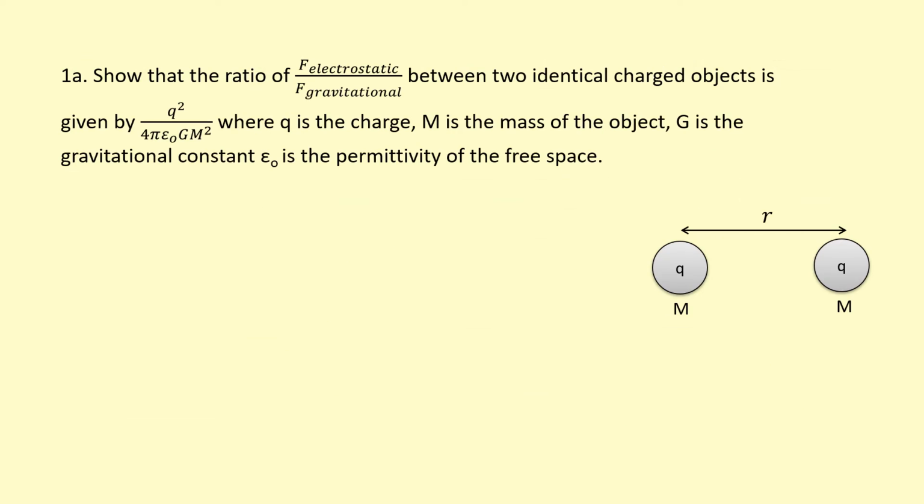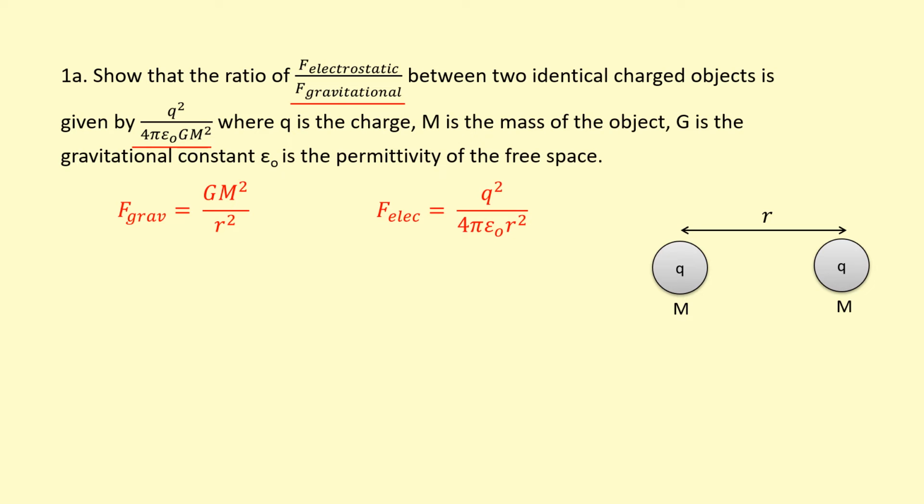In this example, I'm going to show that the ratio of the electrostatic force to gravitational force between two identical charged objects is given by this equation here, where Q is the charge of the object, M is the mass of the object, G is the gravitational constant, and epsilon naught is the permittivity of free space. So let's start off with the force between these two objects, which is a gravitational force from Newton's law of gravitation, and then you've got Coulomb's law for the electric force there. Now, because they're identical masses, capital M times lowercase m is m times m with the same m, so it's m squared. So I'm going to write it like this. And they have the same charge as well, so instead of writing q times q, I'm going to write q squared.